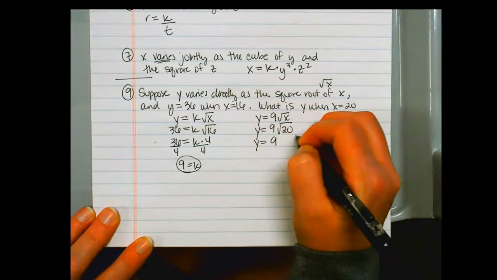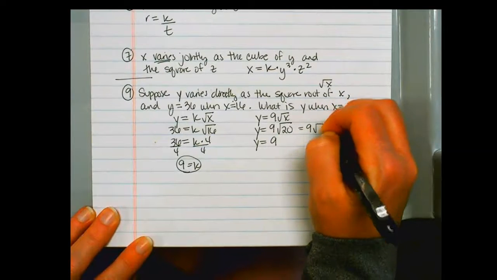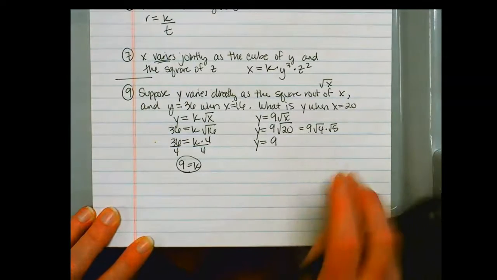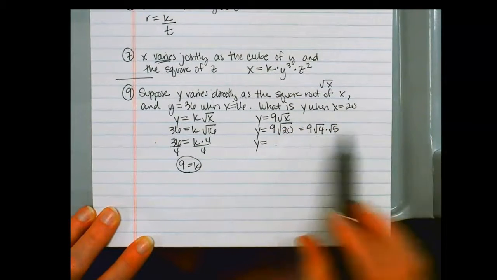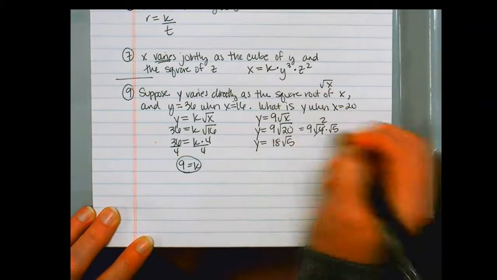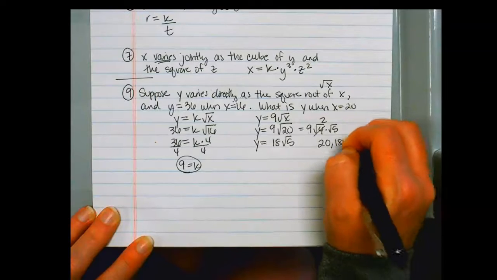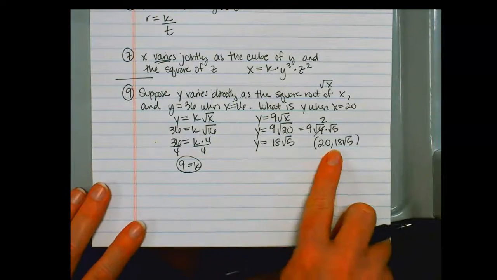So y equals 9 times the square root of 20, which is 9 times the square root of 4 times the square root of 5. That's 9 times 2. Just going to go ahead and do that math out. 9 times 2 times the square root of 5 is 18 the square root of 5. So this becomes an ordered pair, 20, 18 the square root of 5. I don't know how they asked for the answer. They just told us 18 the square root of 5. You could do it either way.